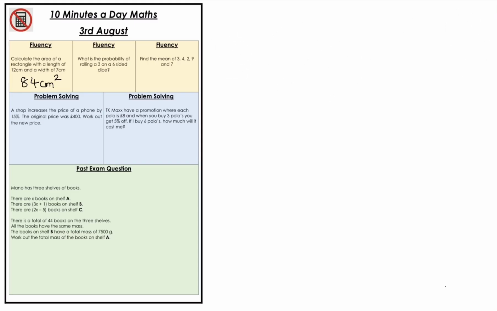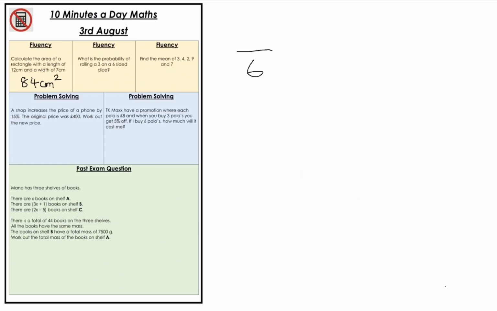Now, our next question is probability, okay? And it wants you to say the probability of rolling a 3 on a 6-sided dice. Now, with probability, we're going to write it as a fraction. So our denominator is the number of options we have in total. Well, it's a 6-sided dice, so that means there are 6 options in total. Now, our numerator is how many of those options we're going to choose.